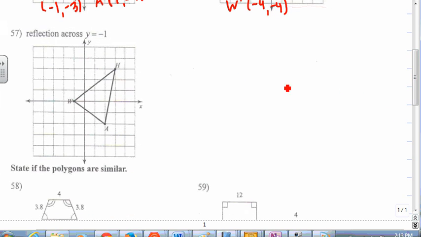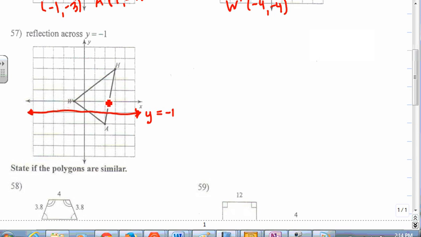Okay. So for our last transformation at the moment, we need to reflect across the line y equals -1. So y equals -1 is right here. Remember, just a reminder, y equals -1. We have no x's, so that means our slope is 0. If our slope is 0, that means there's no rise. There's only a run. So our line looks like this. It's a horizontal line.